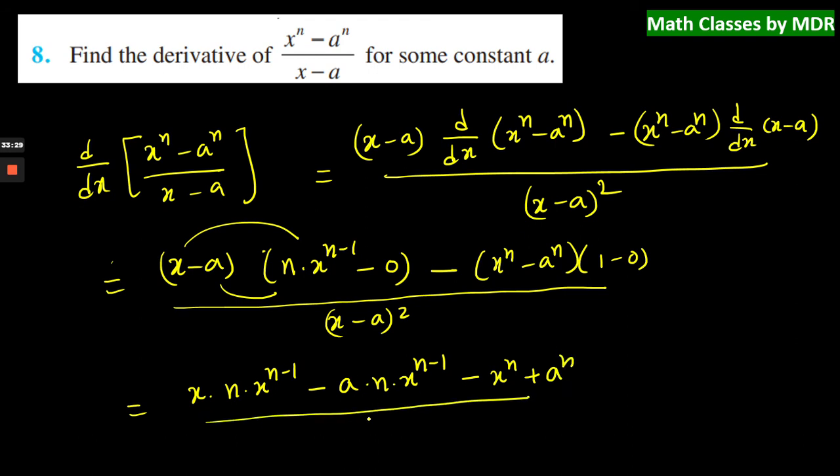Minus of minus a power n is plus a power n. So this is x minus a whole square. That's it. This is our answer. Maybe if you can simplify something, you can do. See this x into x power n minus 1. What is x into x power n minus 1?